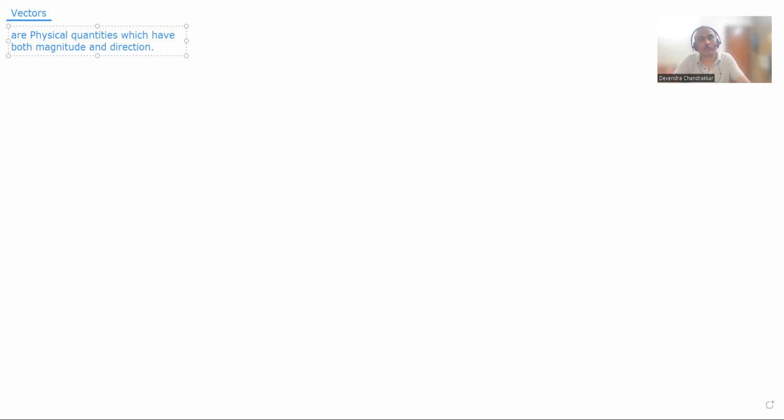So now, why are vectors required? There are certain physical quantities where we need to have both the properties, right? That is, we need to have magnitude as well as direction, right? So let's see how to represent a vector. How do we represent a vector?